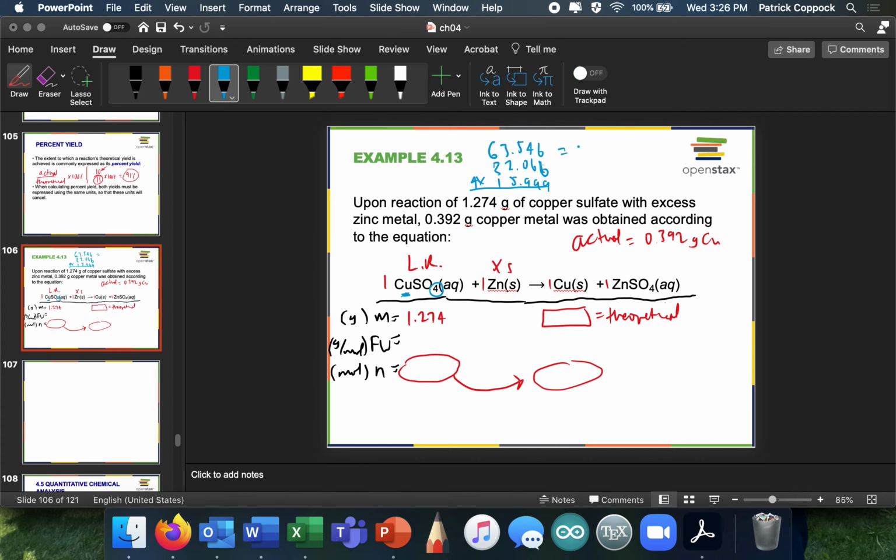And when I'm done with this, I'm going to actually Google it to check it. I'm going to Google all the time. Obviously, I can't Google on a test, but the more I do this in practice, the more I'm sort of verifying that my work is good. So 63.546 plus 32.066 plus 4 times 15.999 equals, and I'm going to get 159.608.